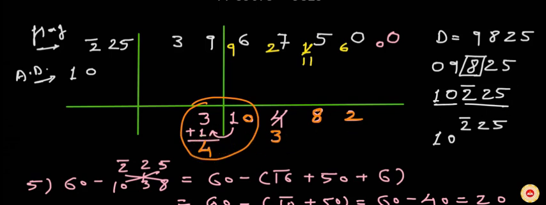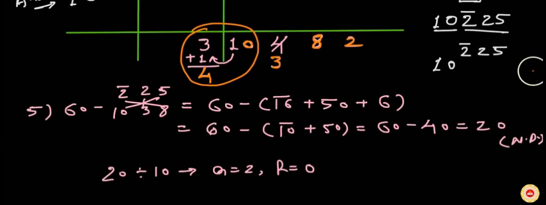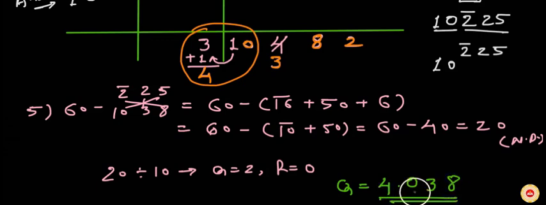Now friends, let us write the final answer. What is the final answer? Quotient is 4. Point. See this decimal line. In place of this decimal line, we will write the decimal point. Now 0, see, the retained digits 0, 3 and 8. This is the answer, friend.